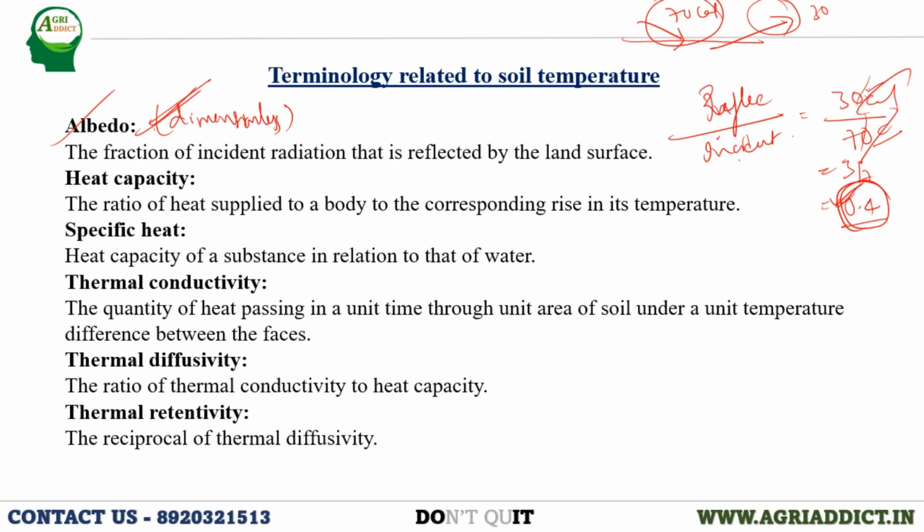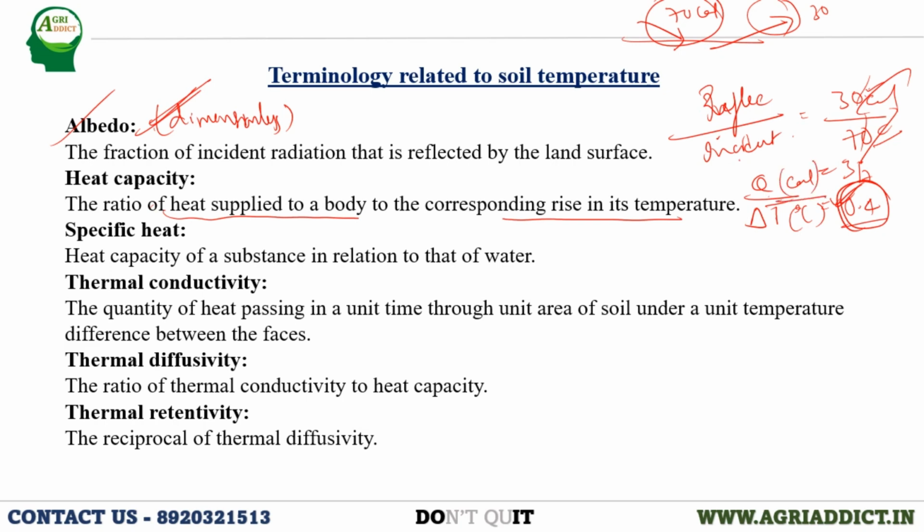Next one is heat capacity. Heat capacity is nothing but the ratio of heat supplied to a body to the corresponding rise in temperature. That means Q by delta T. This is nothing but heat capacity. Then what will be the units of this heat capacity? Heat will be calories, and temperature will be degree centigrade. So, calorie per degree centigrade.